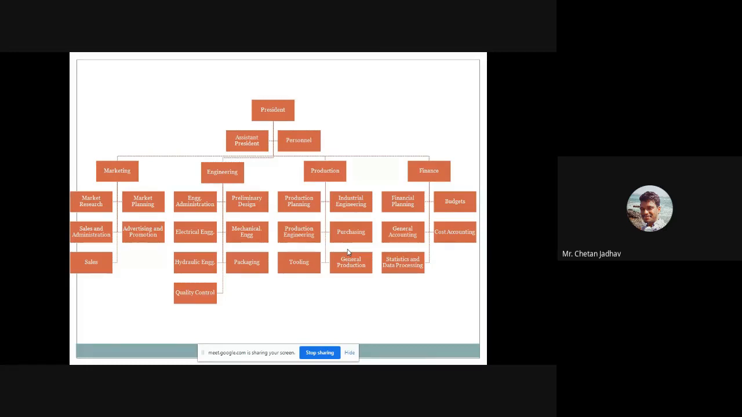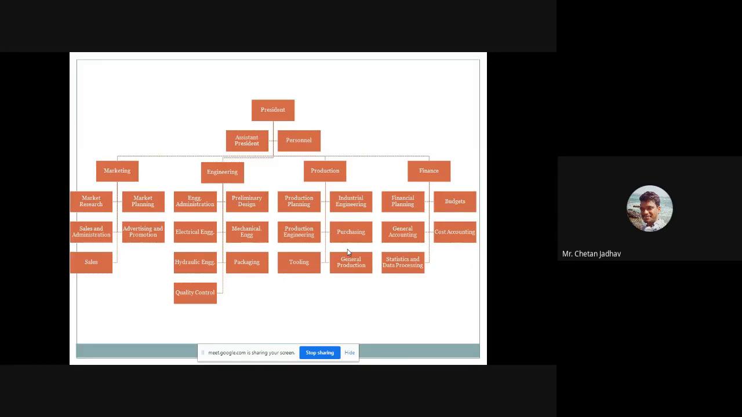After that they will make different departments as per the enterprise functions like marketing, engineering, production, and finance. So these are the different enterprise functions, and according to that, in this company they are going to divide the organization into these main four parts: marketing, engineering, production, and finance. And according to those four departments, the departmentation will be divided in further steps. Like marketing will be divided into market research, market planning, sales and administration, advertising and promotion, and sales. So all these four to five parameters come under the marketing department only.